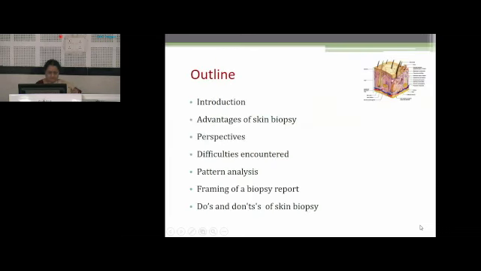I shall be speaking under these headings: introduction, advantages of skin biopsy, different perspectives of dermatologist and pathologist towards skin biopsy, various difficulties encountered, pattern analysis, how to frame a biopsy report of skin biopsy, and do's and don'ts in skin biopsy.